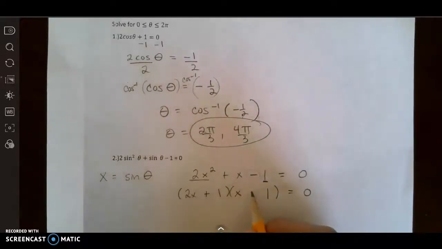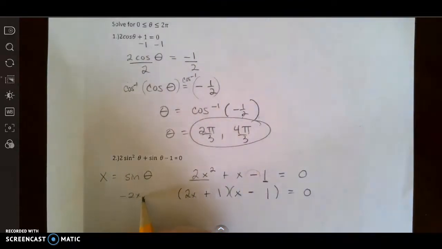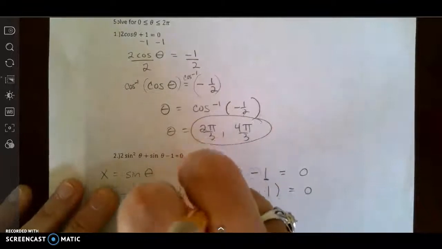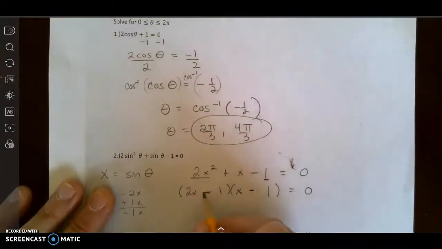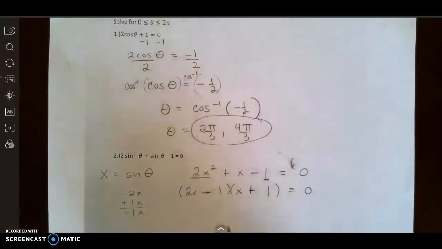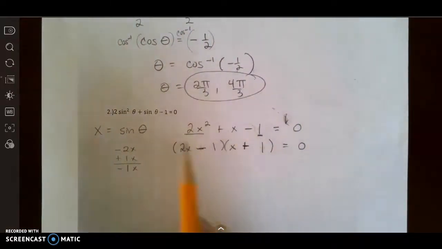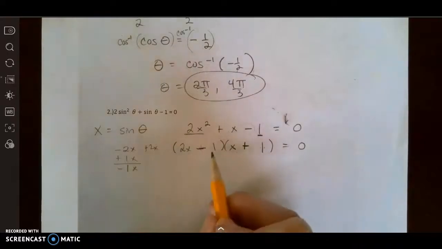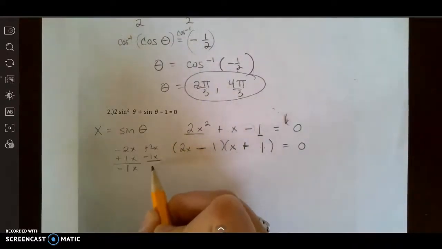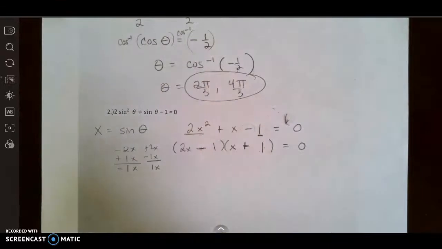So let's see if this works. My outer term would be -2x, because 2x times -1. My inner term would be positive 1x, which would give me -1x. I don't want -1x, I want positive 1x. So I need to switch these, and this would be my negative. This would be my positive, and I check that. Positive 2x and -1x, that gives me 1x, which is what I wanted. So this is my correct factor.